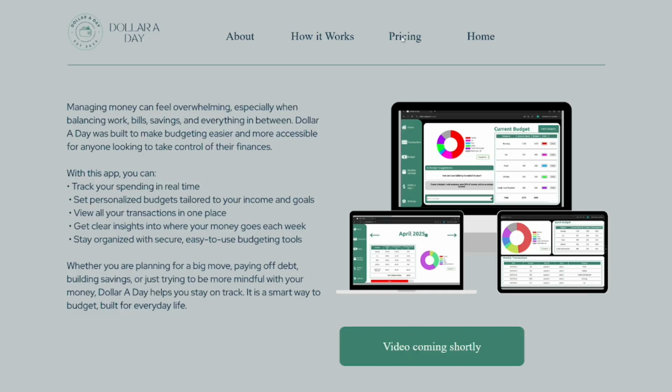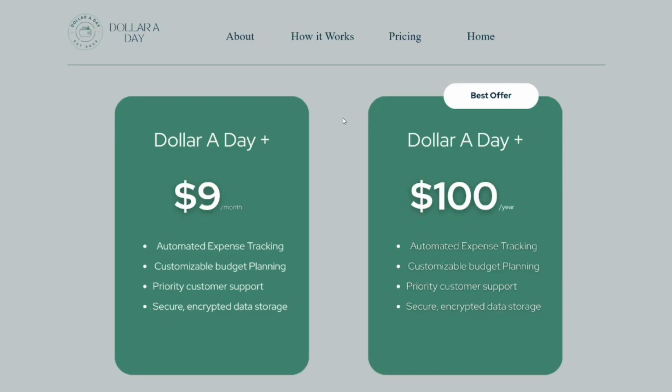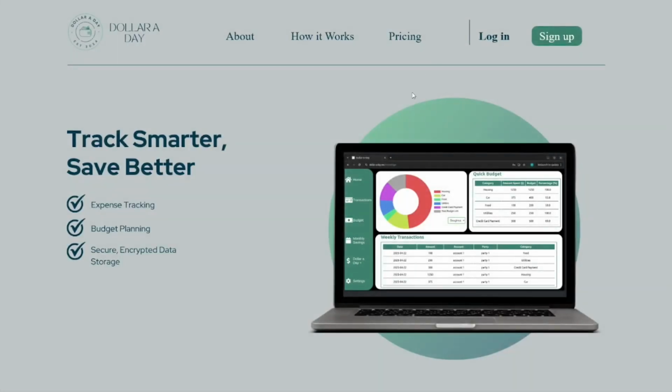Next, you can go to the pricing page. Our pricing page gives us a brief overview of our pricing plans and allows users to decide whether you want to do a monthly or a yearly plan. Next, you can go home. From here, you can decide if you want to log in, if you already have an account, or sign up. So we will log in since we already have an account.